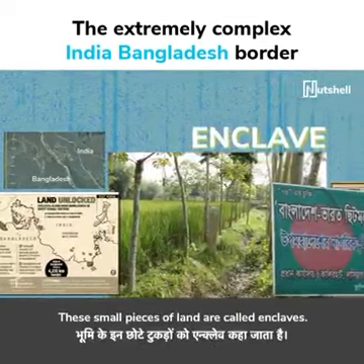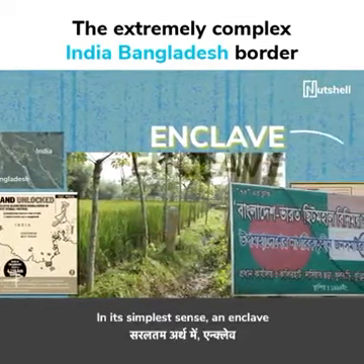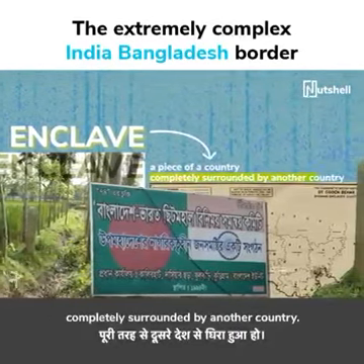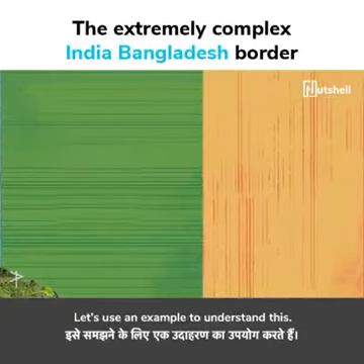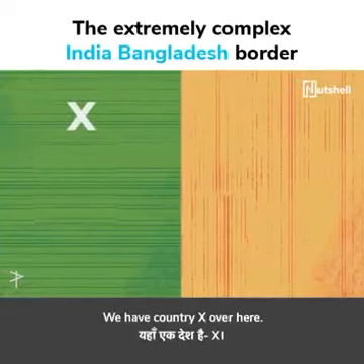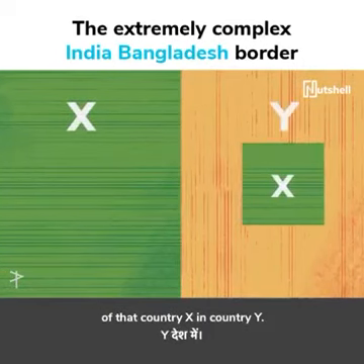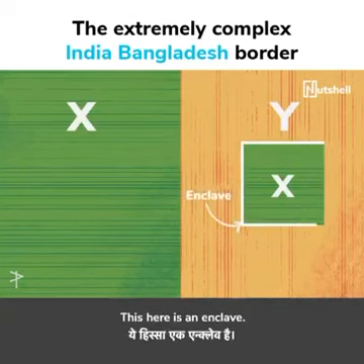These small pieces of land are called enclaves. In its simplest sense, an enclave is a piece of a country that is completely surrounded by another country. Let's use an example to understand this. We have country X over here, and then there is another part of that country X in country Y. This here is an enclave.